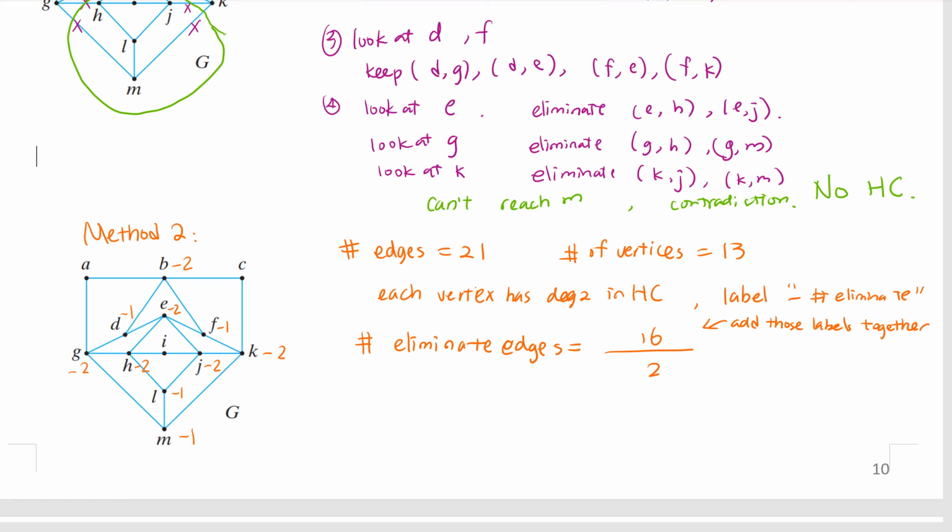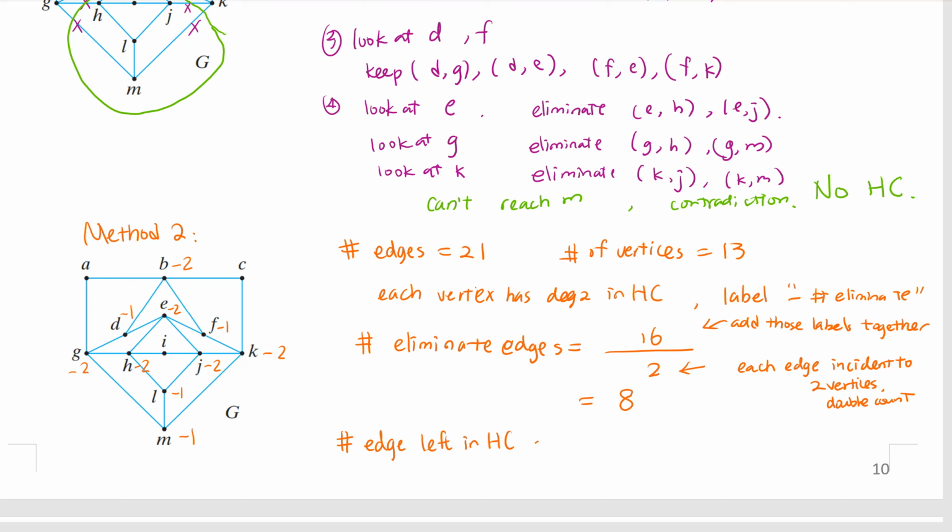All right, and then why do we want to divide it by 2? Because we double count the edges. Because each edge is incident to two vertices, so we double count it. So we need to divide it by 2. So 16 divided by 2 is 8. Okay, now what's the number of edges left in the Hamiltonian cycle?